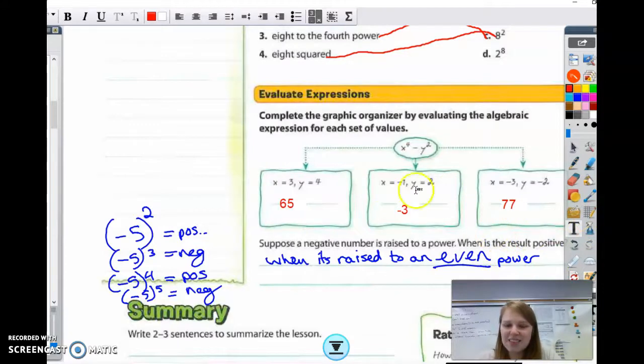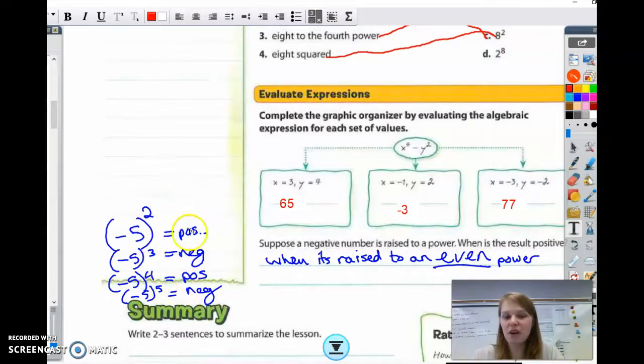The next part of this says, suppose a negative number is raised to a power. When is the result positive? Check this out. We just used this as an example in class. If we did -5 squared, that ends up as a positive number. You can try it out in your calculator. How about -5 to the 3rd power? That ends up negative. -5 to the 4th, positive. -5 to the 5th, negative.